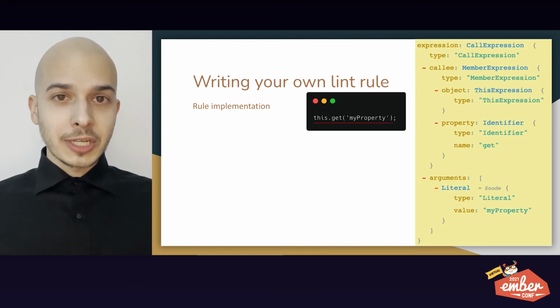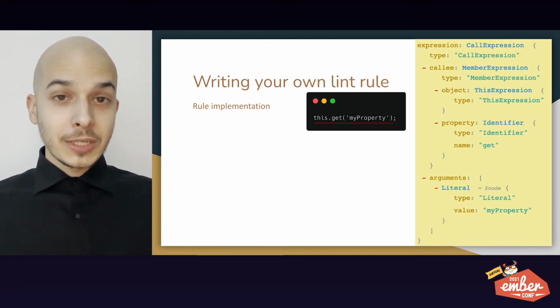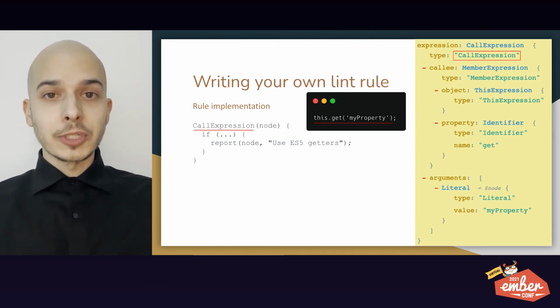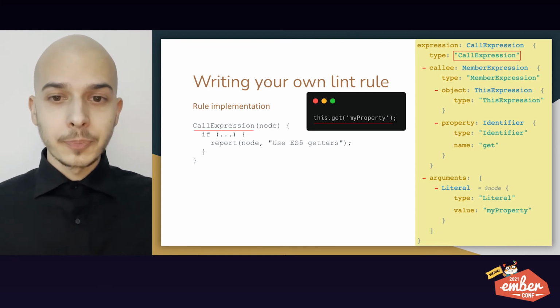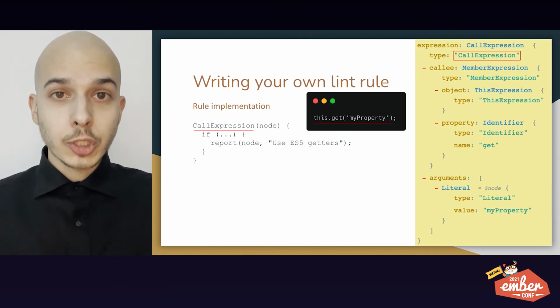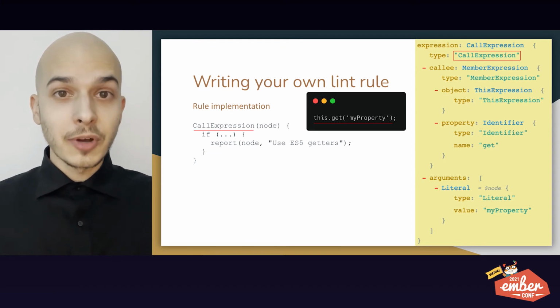Keeping this abstract syntax tree in mind, let's write the actual implementation for this lint rule. ESLint provides us a convenient framework for visiting nodes of different types. And so on the left here, I have a visitor function for visiting every call expression, or function call, in a JavaScript file. Inside the visitor function, we'll use an if statement to check for the particular tree structure that we're looking for, and if we find it, we can at that point flag a linting violation.